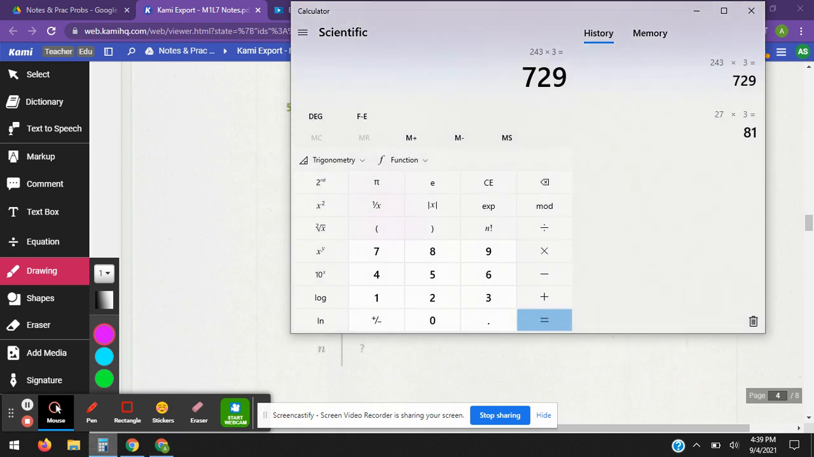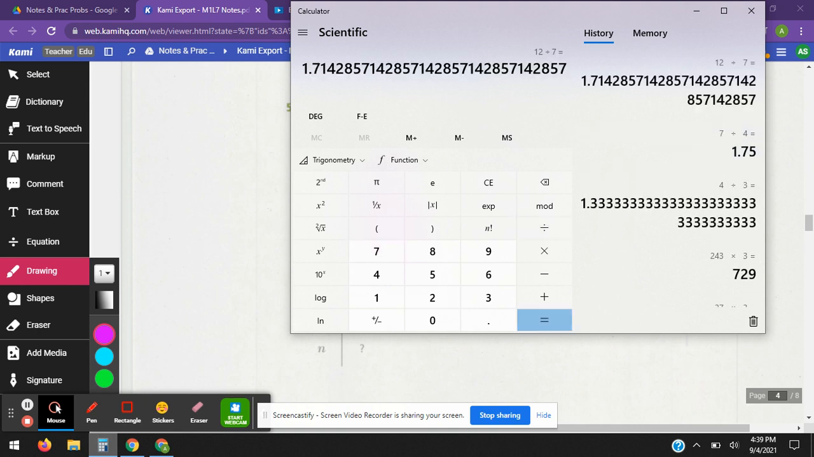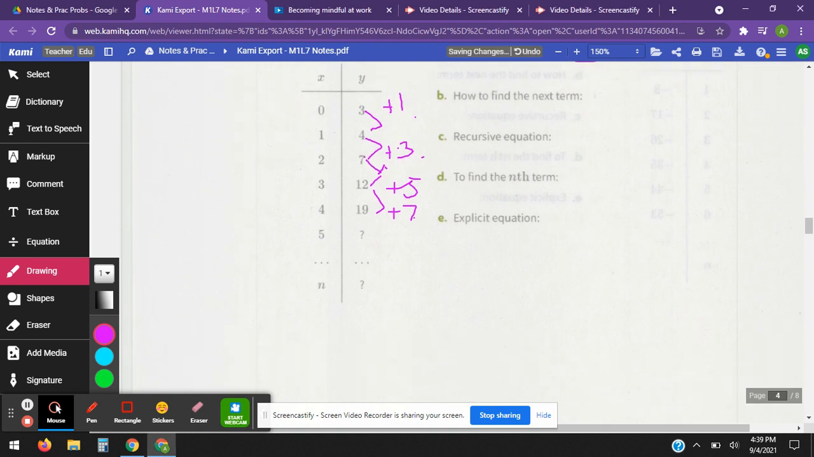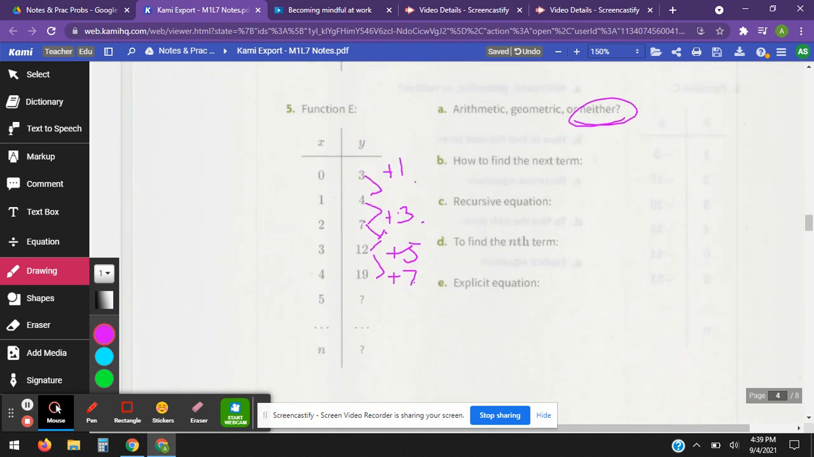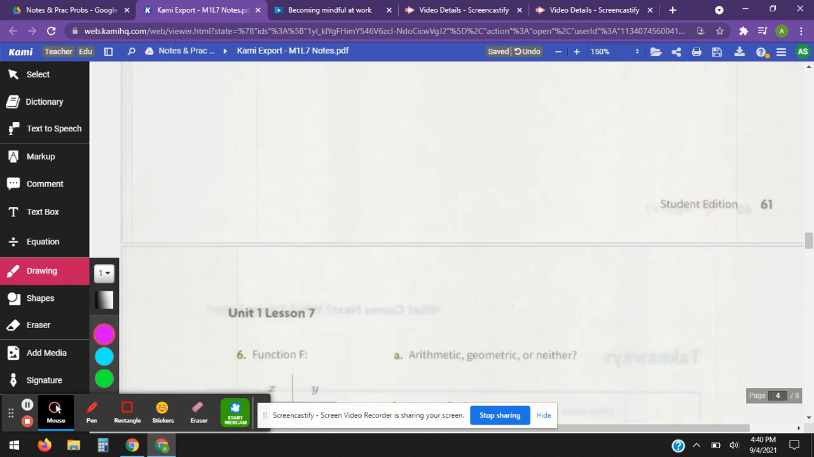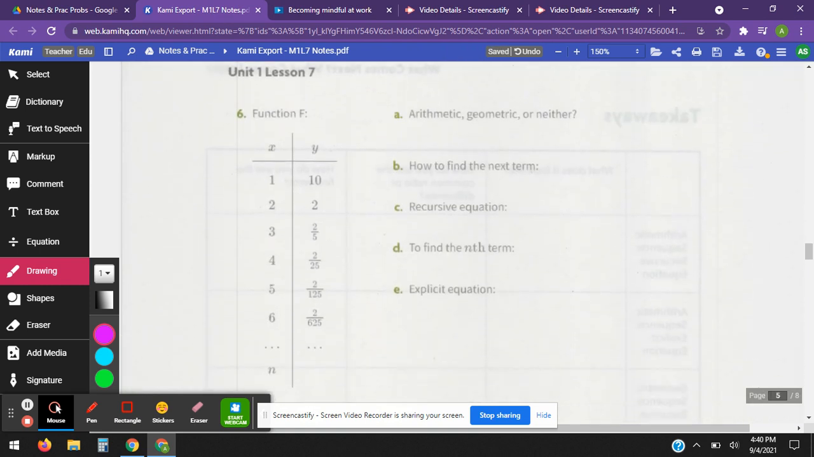Let's just double check. So 4 divided by 3 is 1 1/3. 7 divided by 4 is 1.75. 12 divided by 7. Yeah. So there's definitely no common ratio. And the arithmetic common difference is not there. So that one would be a neither. Woohoo! That one's done. We cannot do any of the rest of those when there is a neither, at least at this point. All right, 6.